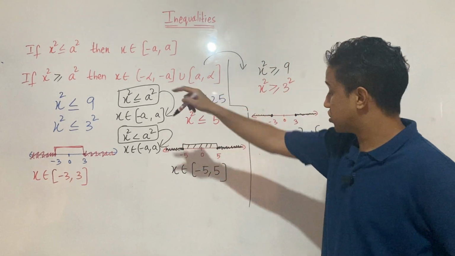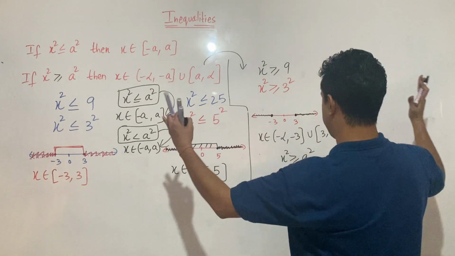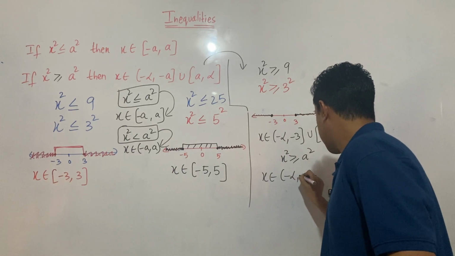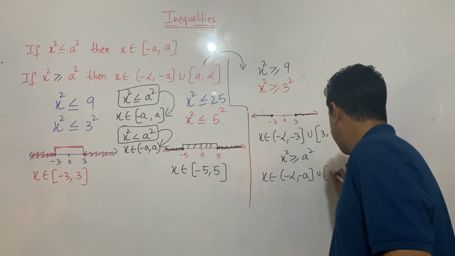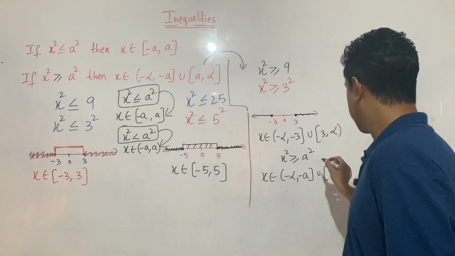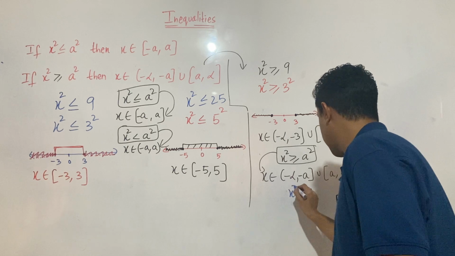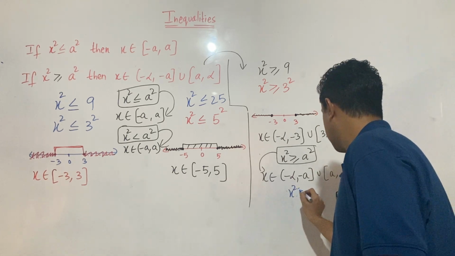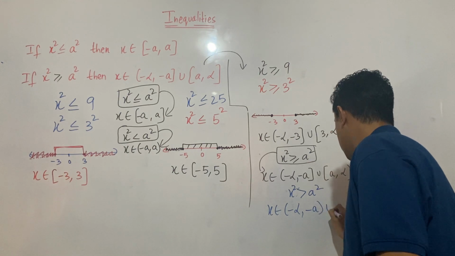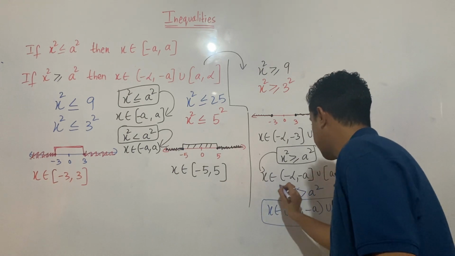So that's what they said here: if your x square is greater than or equal to a square, then your x is going to be from minus infinity to minus a union a to infinity, with closed brackets at the endpoints. And if your x square is greater than a square, then your x belongs to minus infinity to minus a union a to infinity, with open brackets, open intervals.